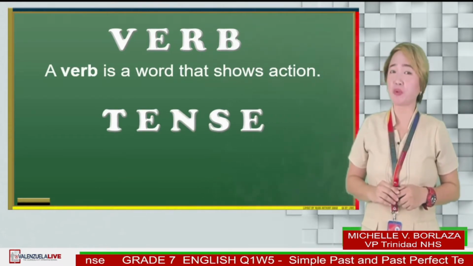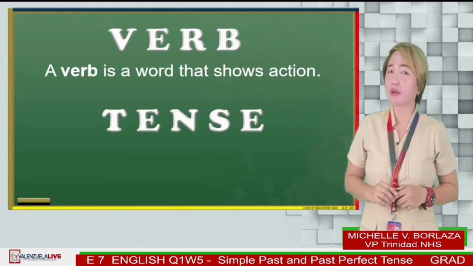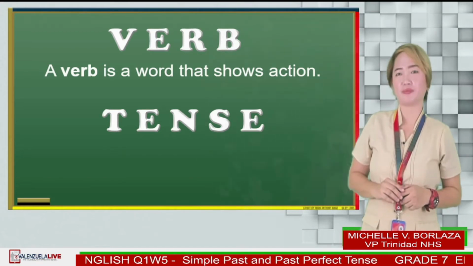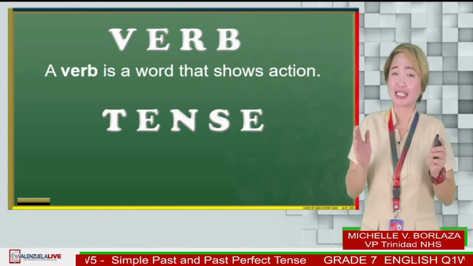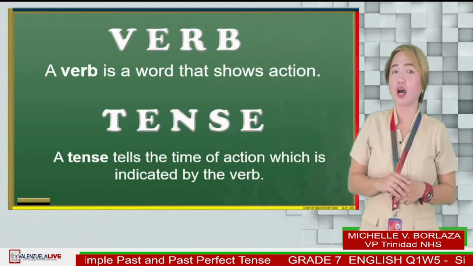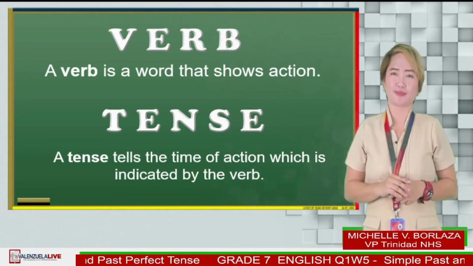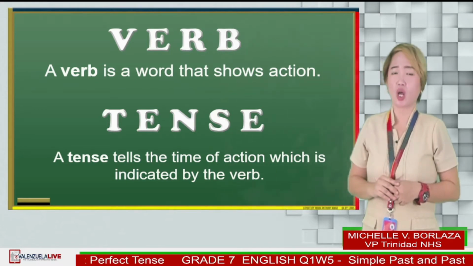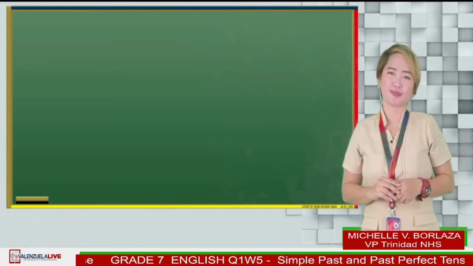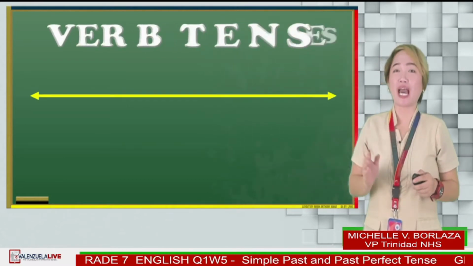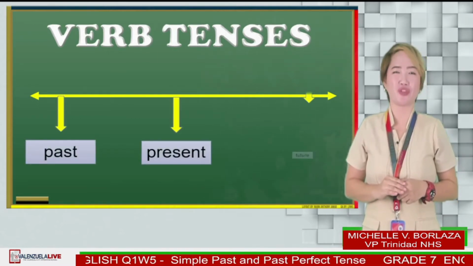And when we speak of verb, there comes tense. Do you still remember what a tense is? Excellent learners, you still remember. A tense tells the time of action which is indicated by the verb. So learners, what are the three main tenses of the verb? Correct. We have present, past, and future.